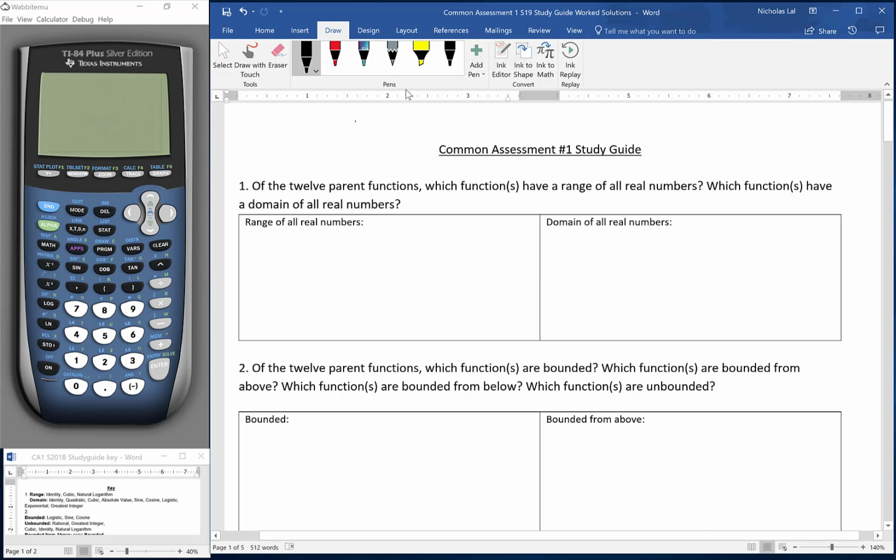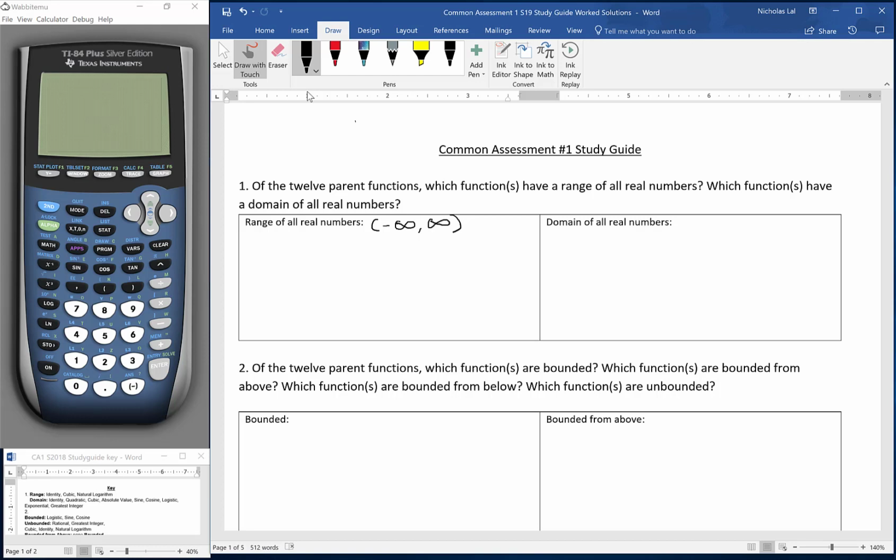Alright, first question is: of the 12 parent functions, which functions have a range of all real numbers? I'm just going to list the parent functions and draw them for each category. A parent function with a range of all real numbers ranges from negative infinity to positive infinity. Those are going to be the identity function.